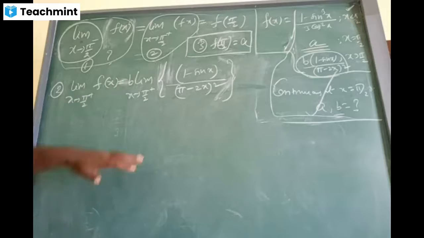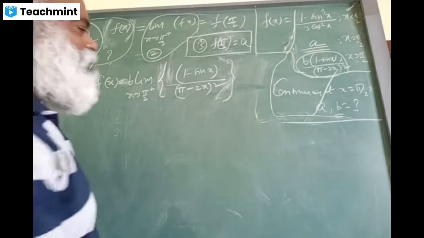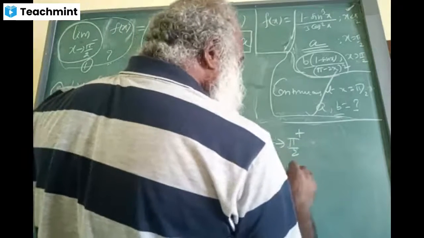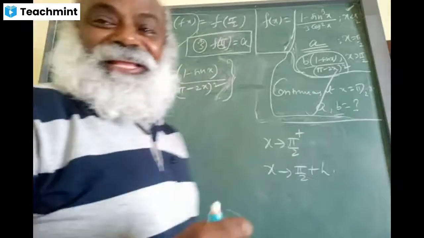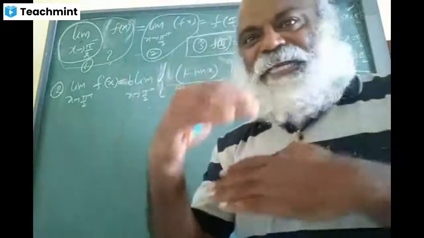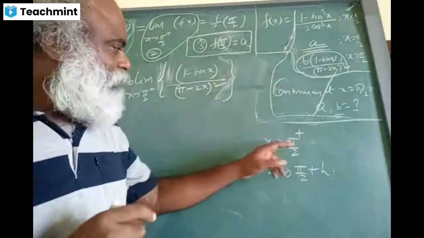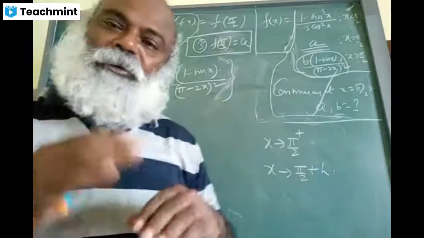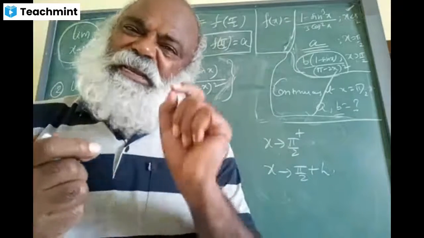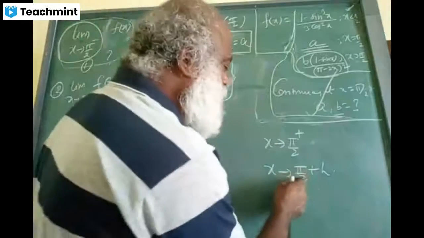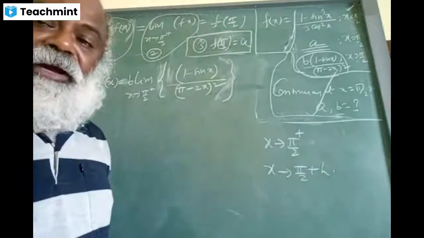But what to do, please? They have said x tends to pi by 2 plus. Friends, here x tends to pi by 2 plus is nothing but x tends to pi by 2 plus h. Please understand this. There is a plus, right? It is a little more than pi by 2. Pi by 2 plus means what? More than pi by 2, right? Little more than pi by 2, very close to pi by 2, but more than pi by 2. Is it not fair on my part to write plus h? Is it clear? All of you agree with me?